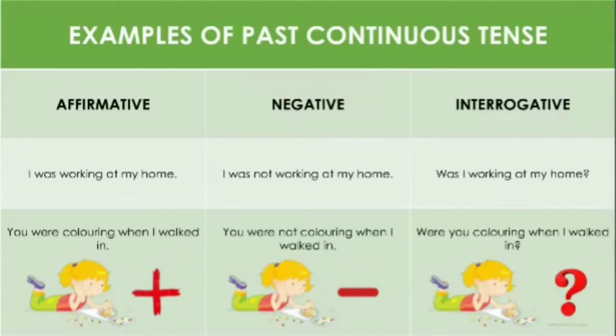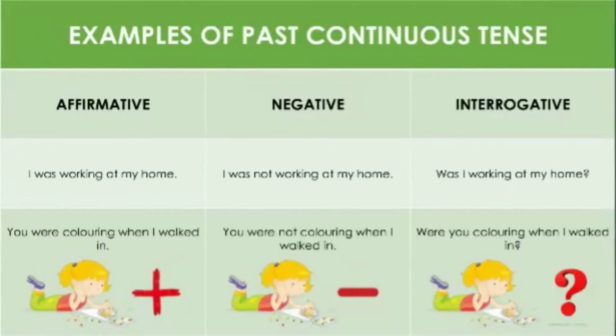Then interrogative means question. So a question mark is given. Question will be, was I working at my home? Affirmative is I was, and interrogative becomes was I, and then we put a question mark at the end. So this is how these three sentences are written.